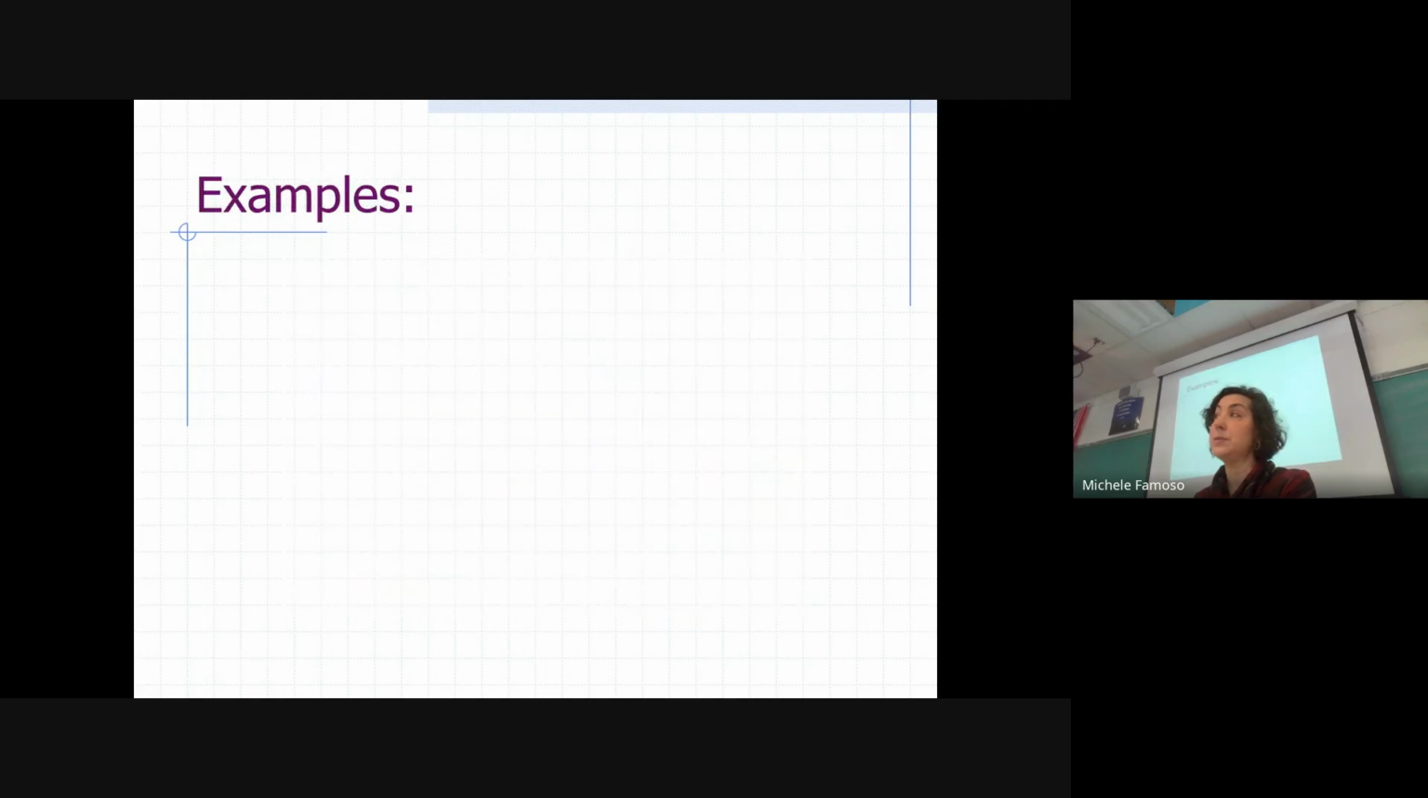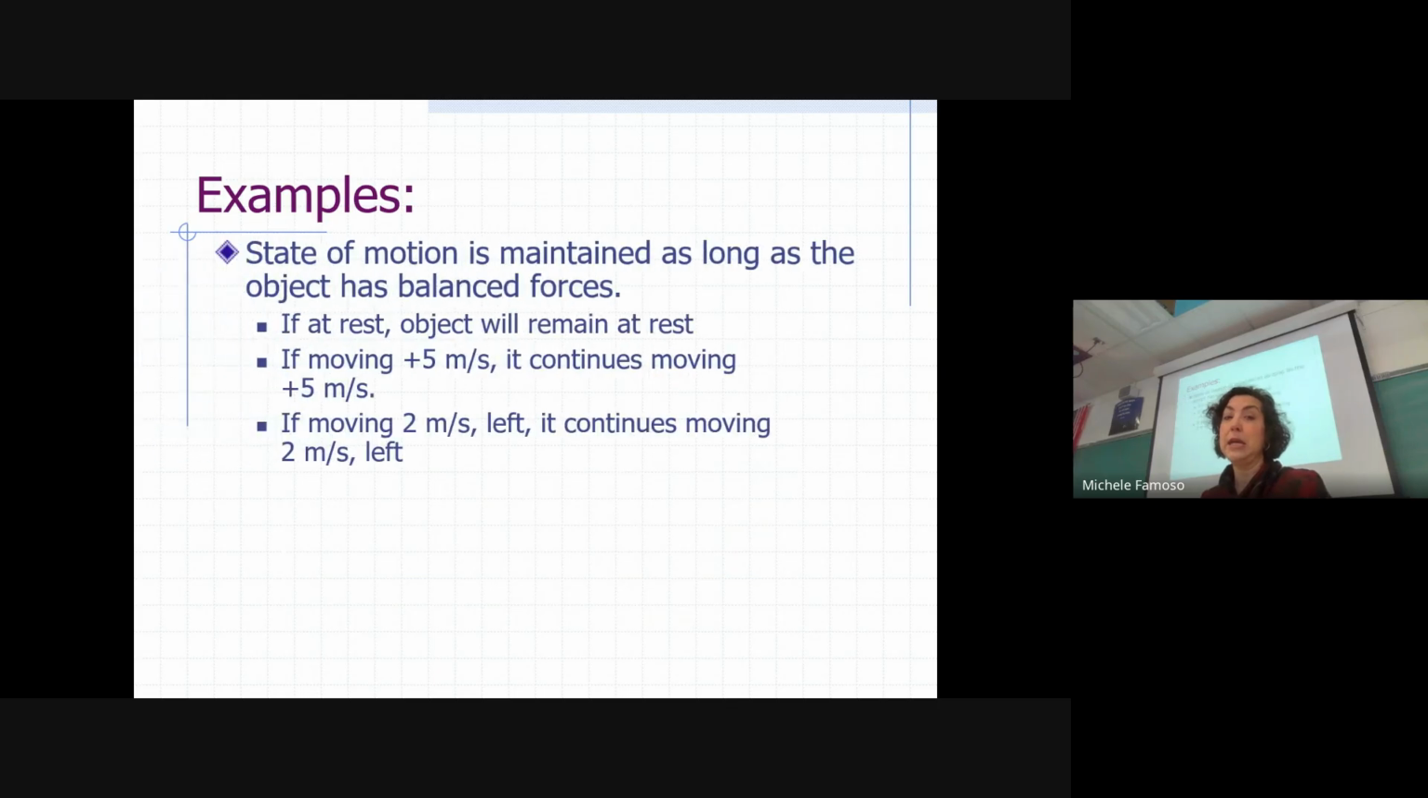All right. So let's look at some examples. What does this really mean? It means that when the forces on you are balanced out, your state of motion is going to be maintained. When the forces on you balance out, whatever you're doing, you're going to keep doing. So if you're at rest, then you're going to stay with a 0 velocity.